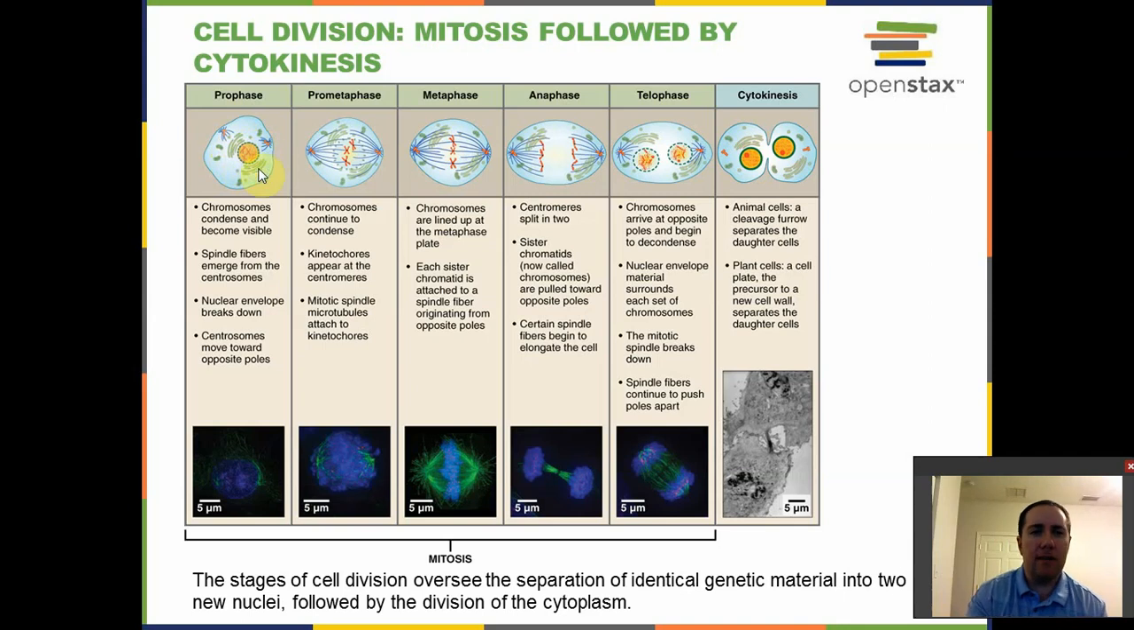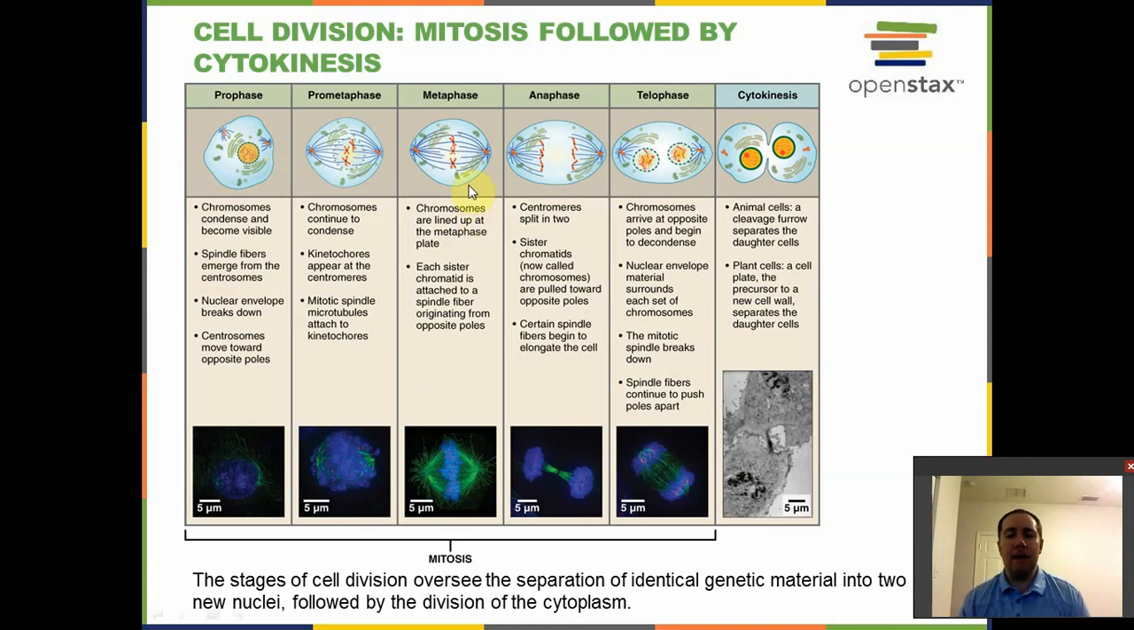The nucleus is still partially intact. The DNA is just kind of randomly located. They are not lined up and they are not starting to pull apart yet. That is prophase. We go from prophase to metaphase.